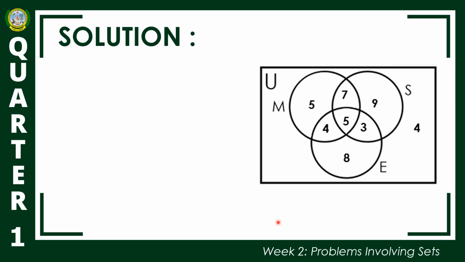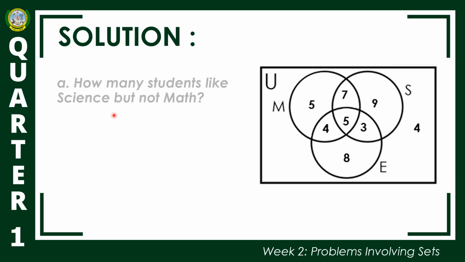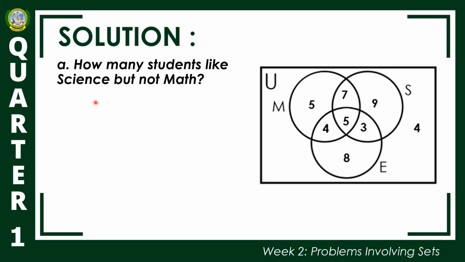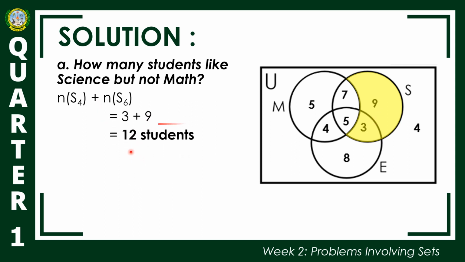At dahil kompleto na natin yung mga elements dun sa 8 subsets, masasagot na natin ngayon yung mga unknown. First, how many students like science but not math? So, sabi ko nga po, this is the number of elements in S that are not in M. So, that's the sum of S sub 4 and S sub 6. 3 plus 9 is 12. Meaning, there are 12 students po who like science but not math.